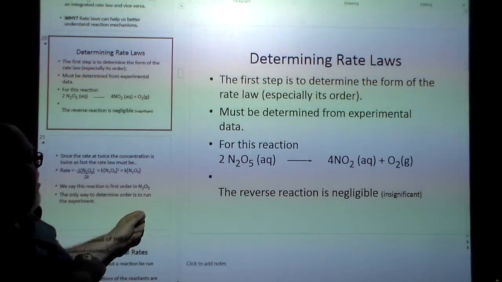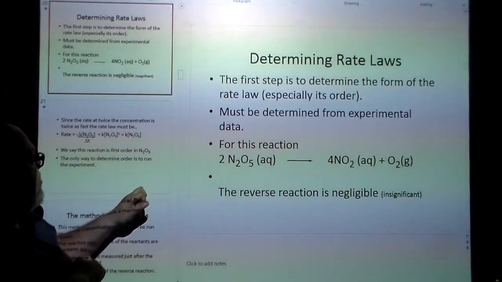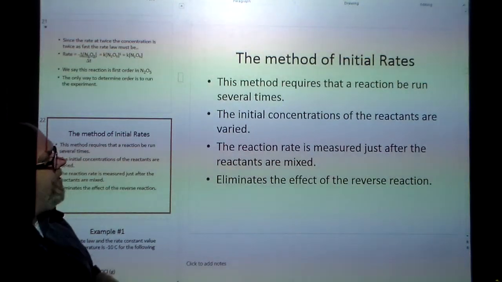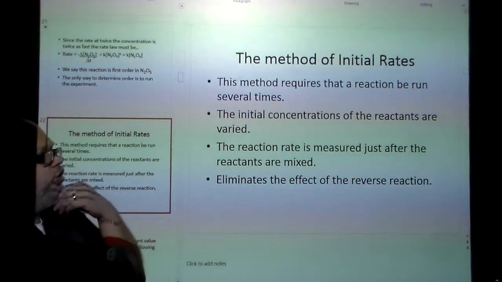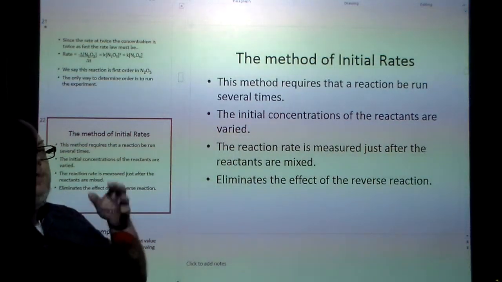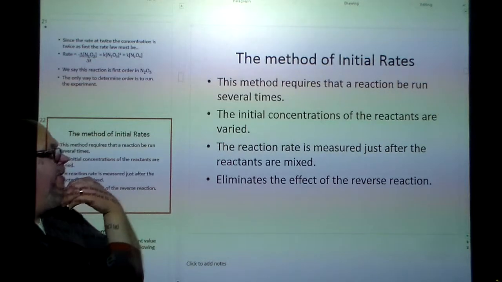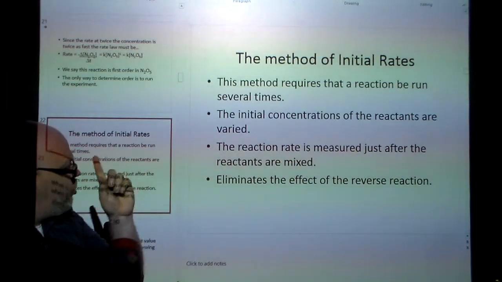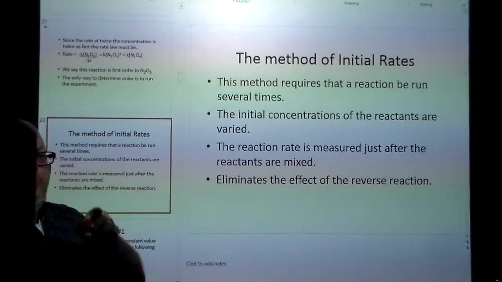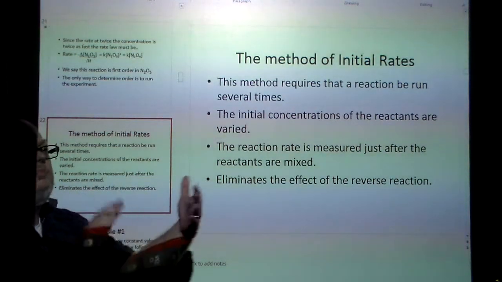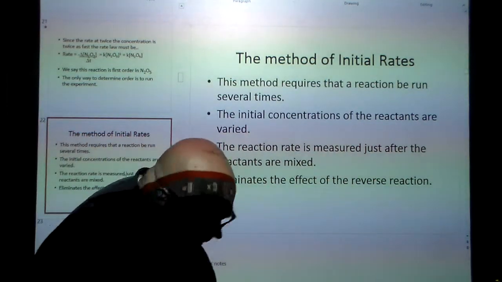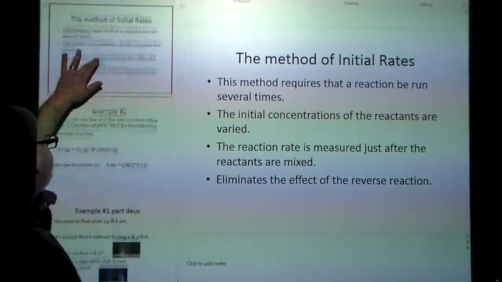So the idea behind that, ladies and gentlemen, we're going to skip down to the method of initial rates. The idea is we're going to have to run the reaction several times, and the initial concentrations of the reactants are varied because we need to see what's going to happen. Then the reaction rate we measure just after the reactants are mixed together. Why are we measuring just after the reactants are mixed together? Because we don't want to deal with the reverse reaction. It eliminates the effect of the reverse reaction.